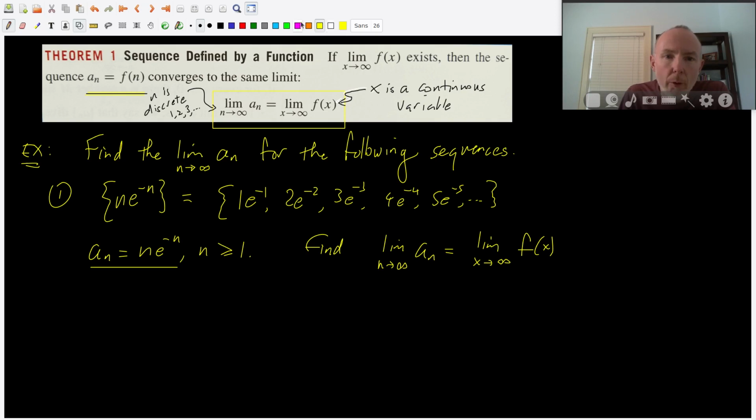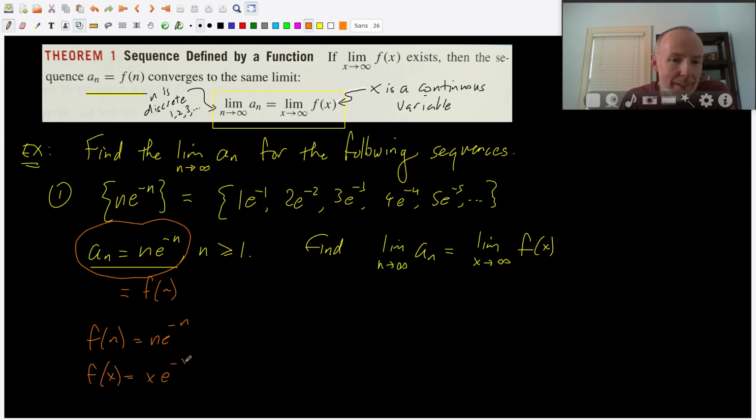And what this theorem tells us is we can do that by noting that this is defined by the function f of n, where f of n is just n e to the minus n. And so I can think about the function f of x, which is x e to the minus x, right? This might seem like I'm just playing a game, but this is a differentiable function, and this is a list of discrete values, right? This is just the terms in the sequence.